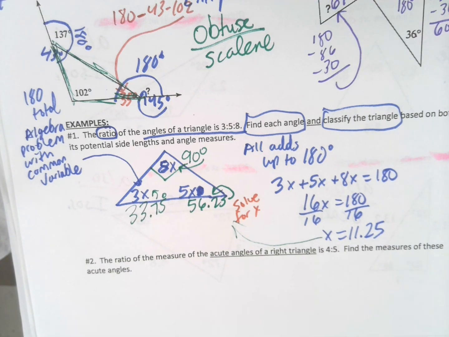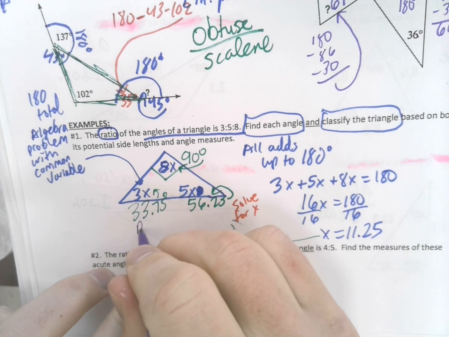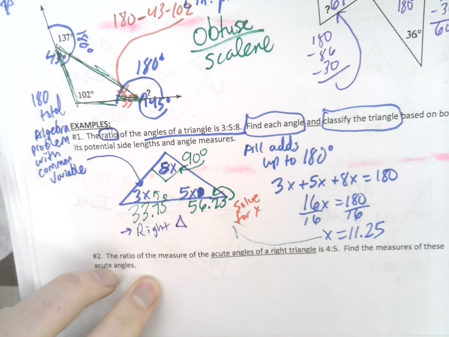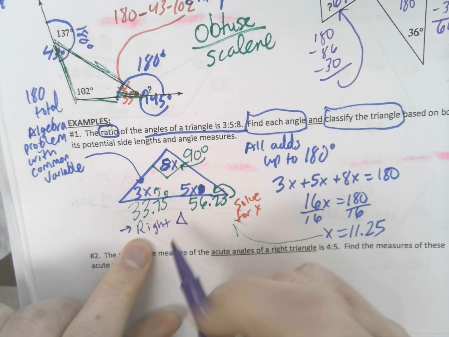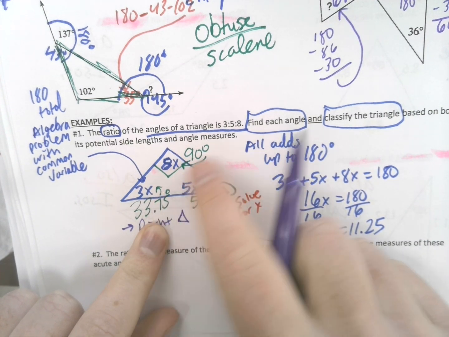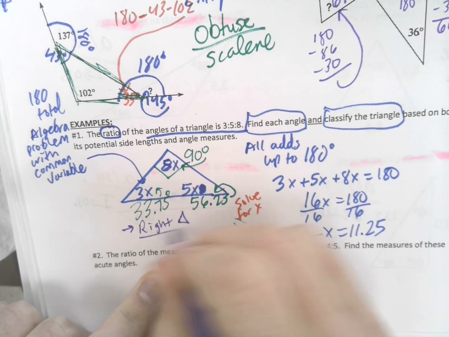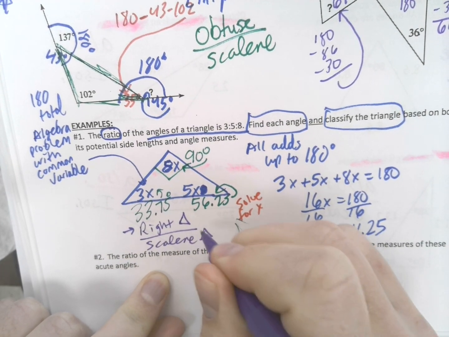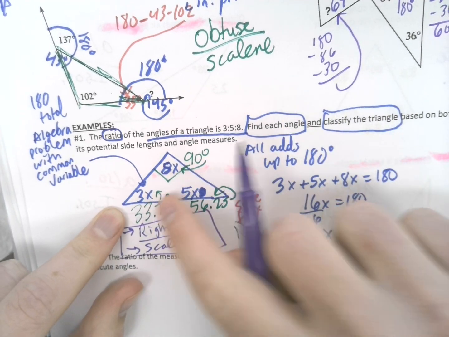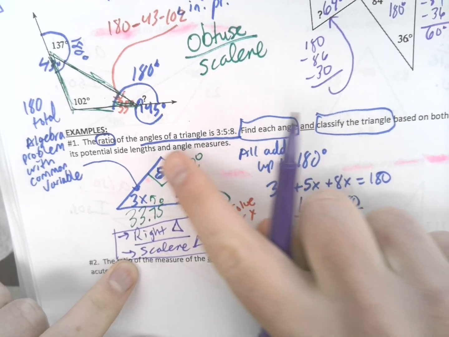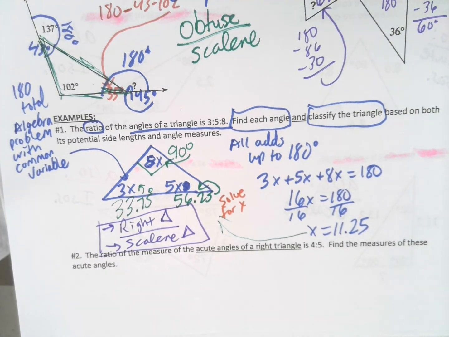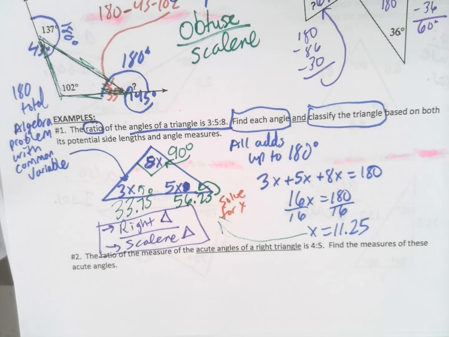Okay, so because of that, we now know we have a right triangle. And do we have anything else? Well, if it's right, this angle's different, this angle's different, this angle's different. If all the angles are different, all the sides are going to be different. This is also a scalene triangle. So we found our angles, and we classified it based off those angles and the potential sides they would give us. A right triangle that's also scalene. Okay.